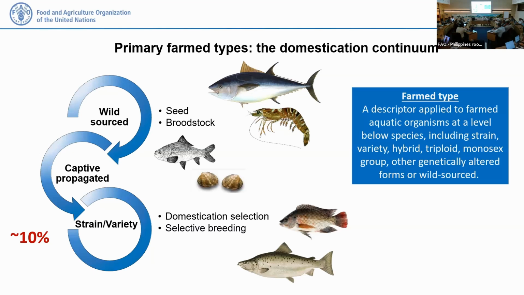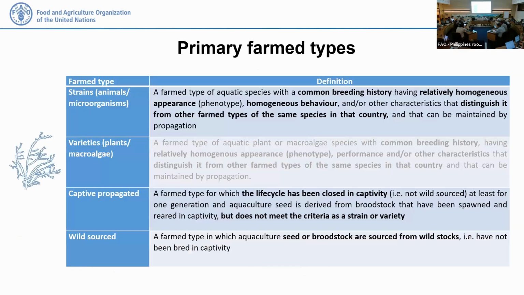Then what do we do with everything else in the middle that's been domesticated? It's no longer in the wild, but it's not actually developed to the point that it can be differentiated from anything else, either by its performance or by its phenotype. So we coined the new phrase captive propagated. So essentially that covers everything in between the developed farm types and the wild sourced. And that's probably the majority of the farm types that are being currently entered into AquaGRIS.